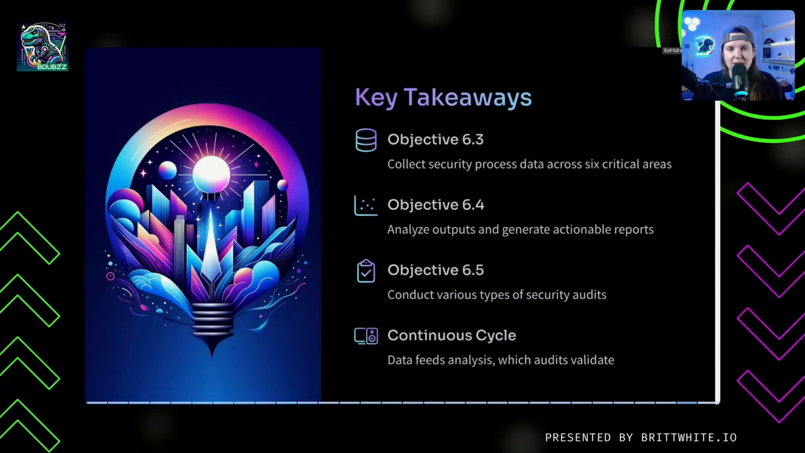Finally, with Objective 6.5, we dove into security audits, from internal reviews of access logs to external SOC 2 certifications. We saw how different audit types serve unique purposes in validating our security controls. These elements work together in a continuous cycle. Data feeds analysis, which then audits validate. Keep practicing and maybe even try conducting a mock audit or analyzing some vulnerability scan results.